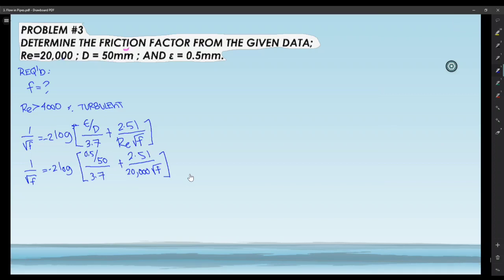So 1 divided by square root of f. So ilalagay ko siyang x is equals to the negative 2 times the logarithm of the quantity na 0.5 divided by 50 over 3.7 plus 2.51 over 20,000 times the square root of f. So x. Ayan. So shift solve.